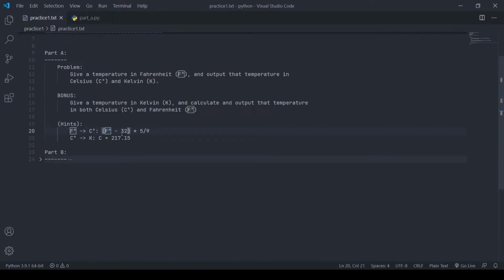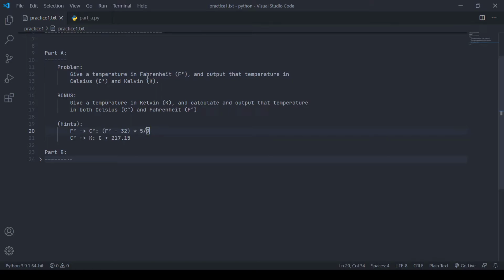So if we look back at problem A, you'll see that we have to give a temperature in Fahrenheit and then output it into Celsius and Kelvin. And then as a bonus, you basically do the opposite. You give a temperature in Kelvin, then you calculate in Celsius and Fahrenheit and output that. I have given you the formulas here for calculating Celsius and Kelvin. So let's go ahead and implement the base problem, which is relatively simple. You just, essentially plug in this formula into the code and then you run it.